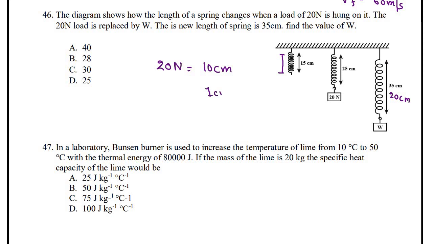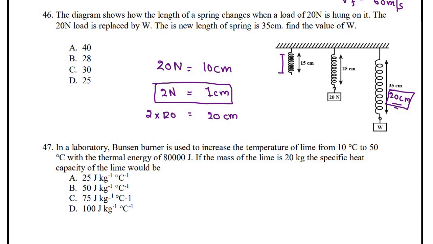So 1 centimeter of extension is produced with the help of 2 Newton. So 20 centimeter of extension will be produced by how many Newton of force? 1 centimeter is produced by 2 Newton of force. This means that 20 centimeter of extension will be produced by 2 times 20 Newton of force, that is equal to 40 Newtons. So the weight hung at the spring at point W is 40 Newtons.